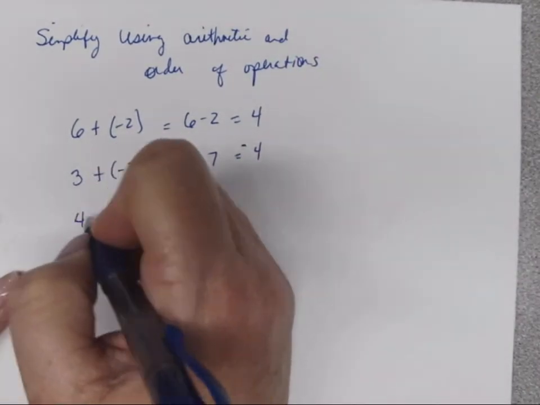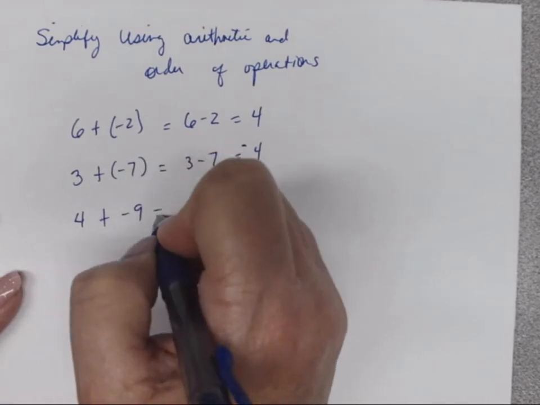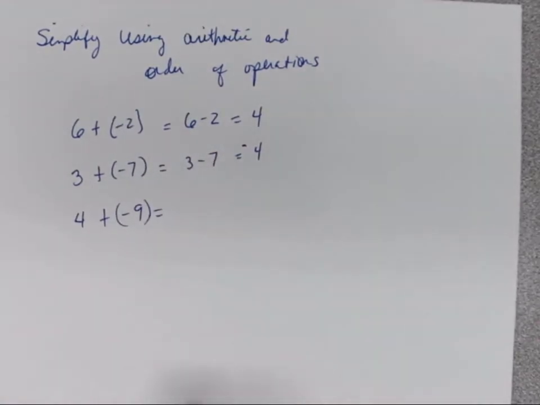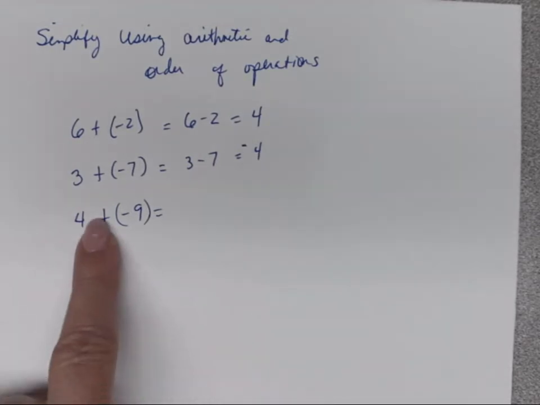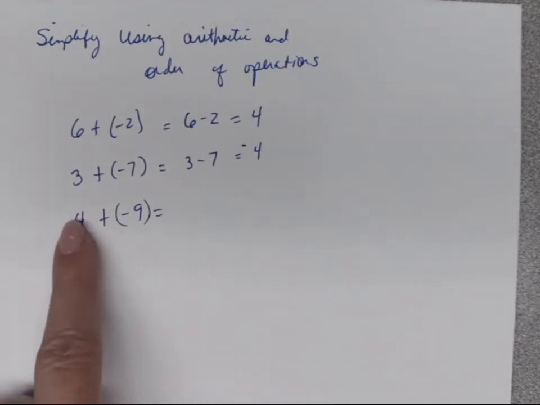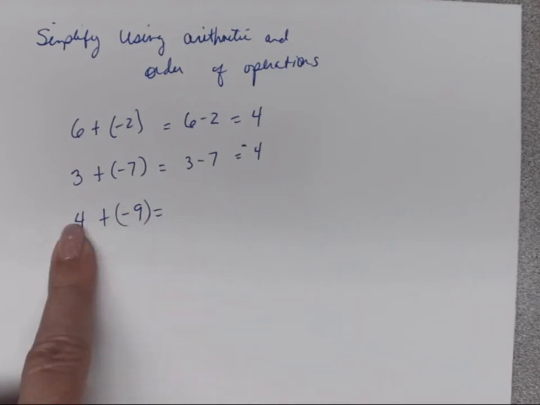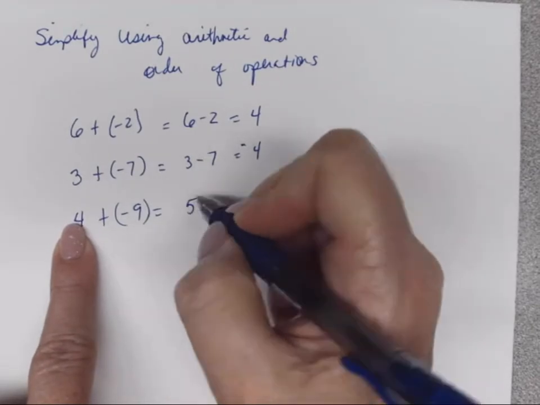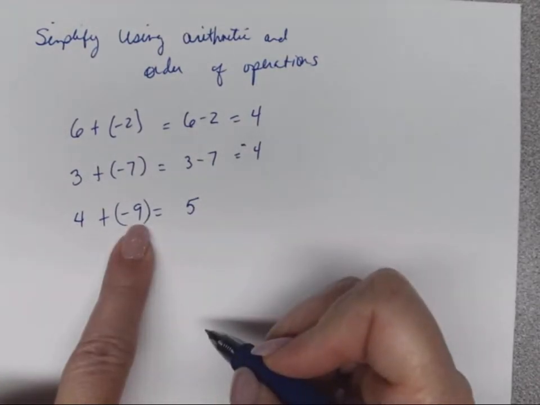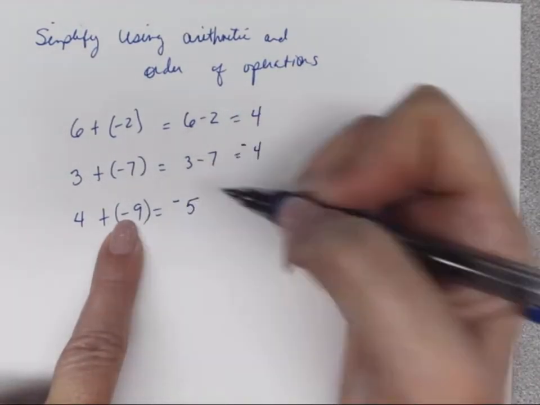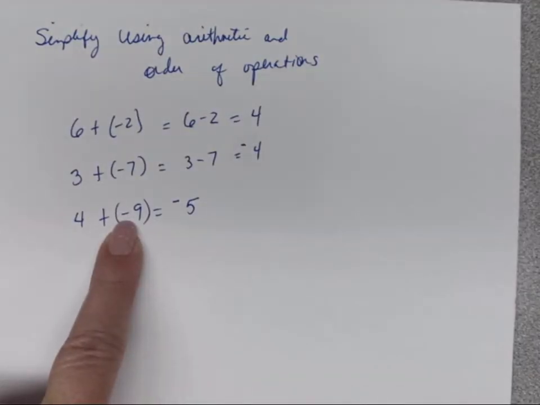If we look at 4 plus negative 9, we don't have to rewrite them like this. I just want you to see it's the same thing. So 4 plus a negative 9, because they are different signs, we will subtract and keep the sign of the bigger number. So 9 minus 4 is equal to 5. 9 is the bigger number, and it has a negative sign, so it's negative 5.